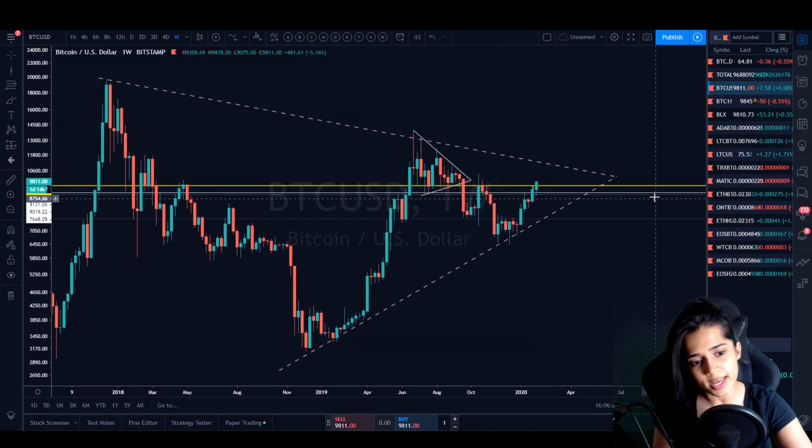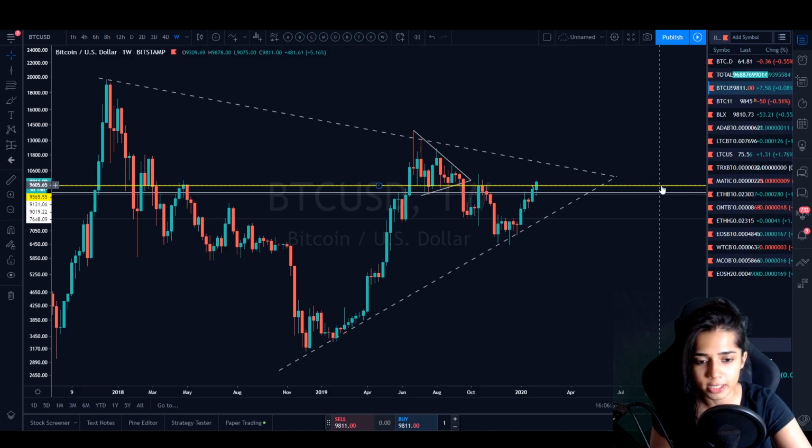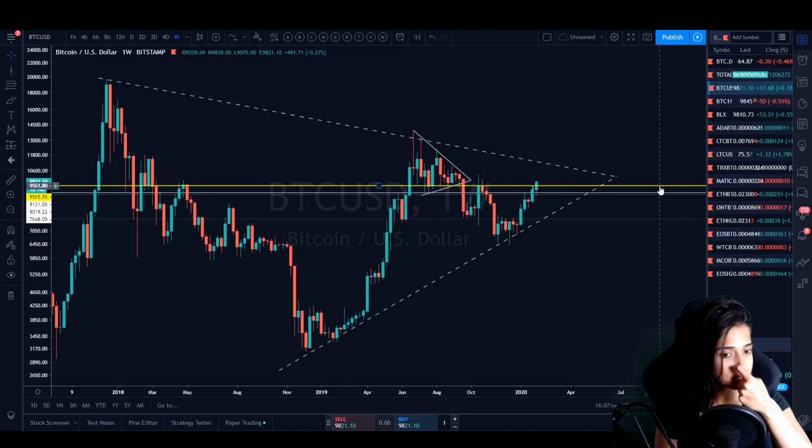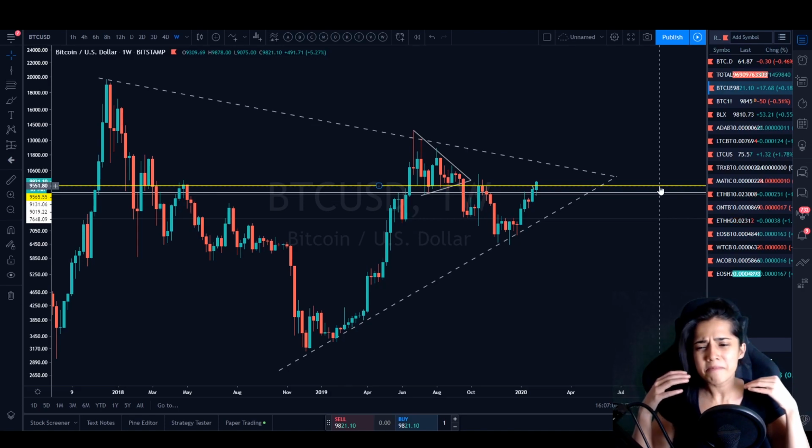And guys, notice that nice big fat yellow line that I have on my chart. Closing over this level, okay? This level, by the way, is that 9,560 level that I was talking about in my previous video. I'm gonna link that above so you know how important of a level that is, okay? But this is a major level.